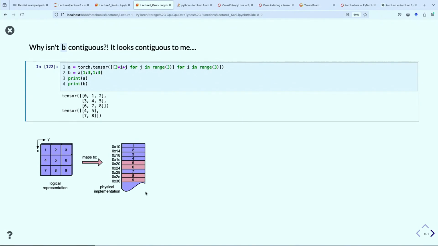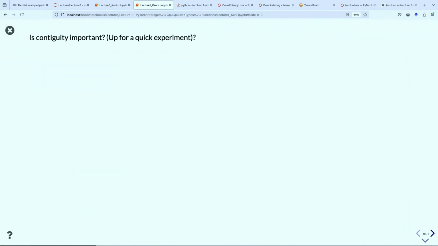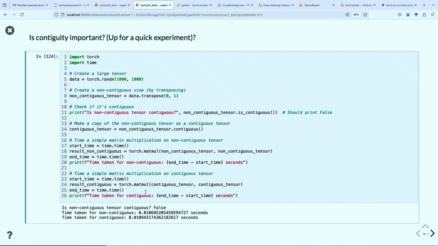So the question now is, does it matter? Does contiguity matter? I tried to set up a quick experiment here where we get two tensors, one contiguous and one not contiguous, and just test how fast we can do math operations on them. Okay, so let's just generate a random tensor, and next let's generate a non-contiguous tensor.